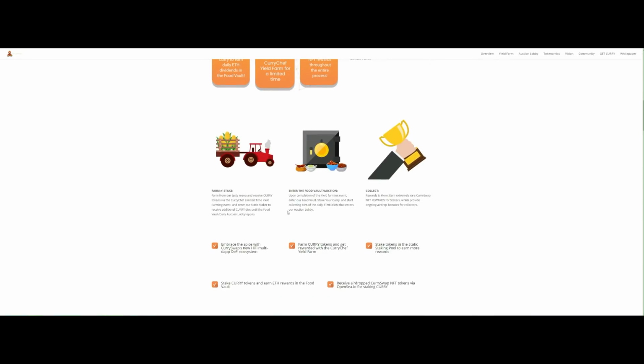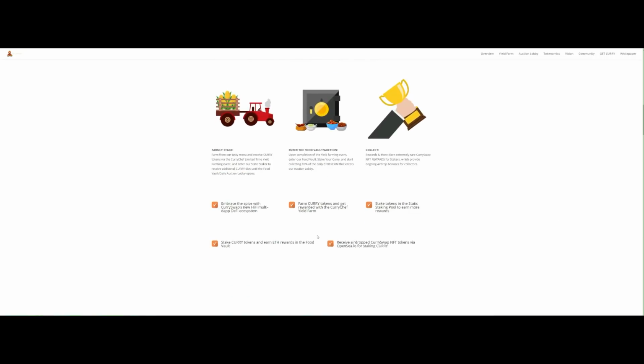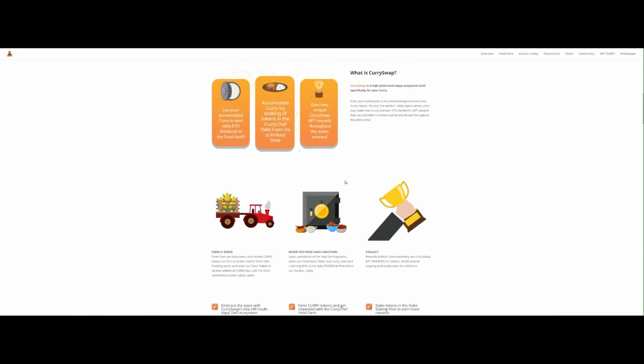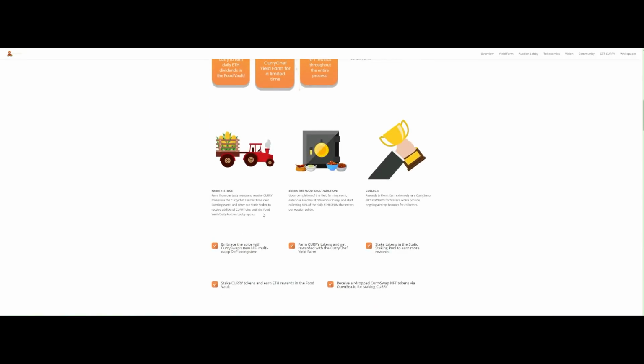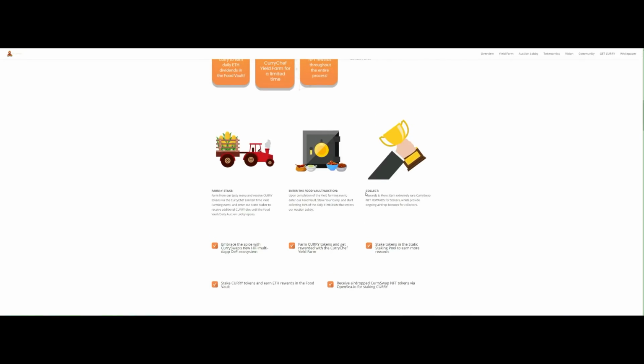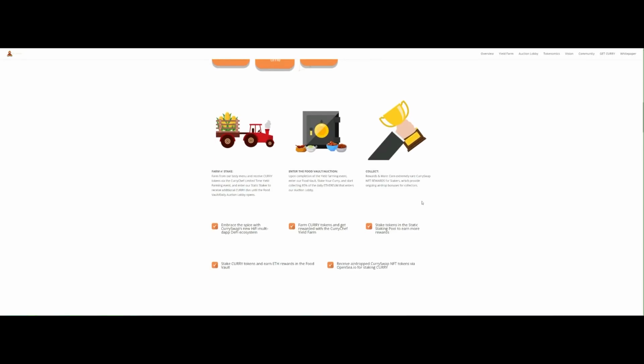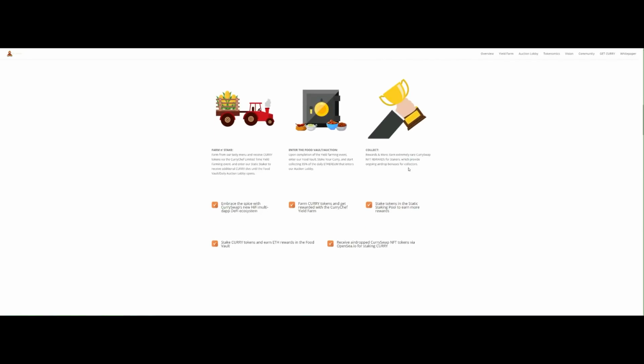So again, upon completion of the yield farming event, you enter the food vault, stake the curry, start collecting 85% of the daily Ethereum that enters our auction lobby. So again, guys, just collecting and collecting, and then from there, staking, earning more and more and more. So as you guys can see, it's kind of an ecosystem, but on top of it, you're just earning with different methods. And again, guys, collecting, right? You want that check, you want to see it. So again, the collect part, rewards and more, earn extremely rare CurrySwap NFT rewards for stakers, and then from there, provides ongoing airdrop bonuses for the collectors.